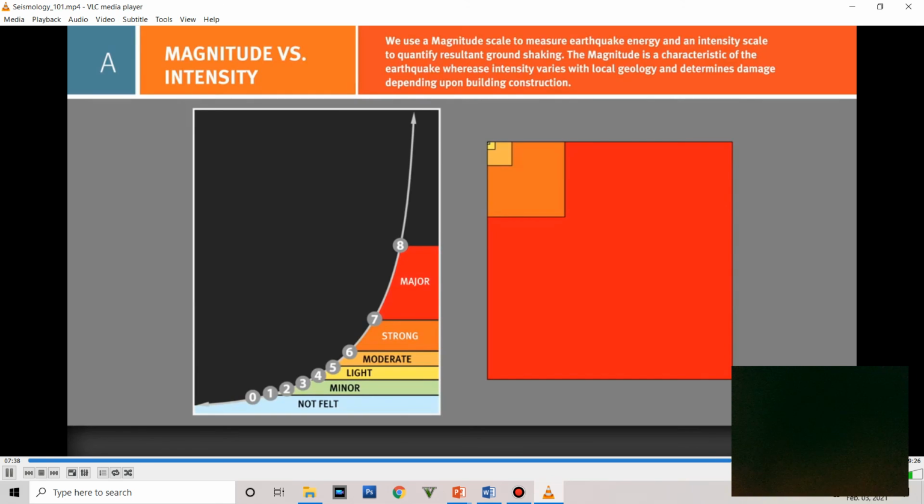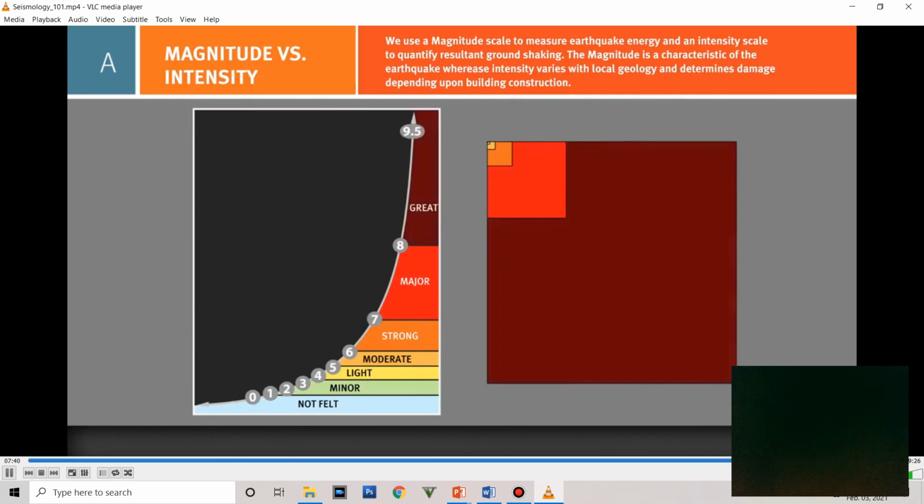There is no upper limit on magnitude. However, the largest recorded earthquake in history was a magnitude 9.5. Earthquake magnitude does not vary from place to place, but is a characteristic of the total energy released by a particular earthquake.